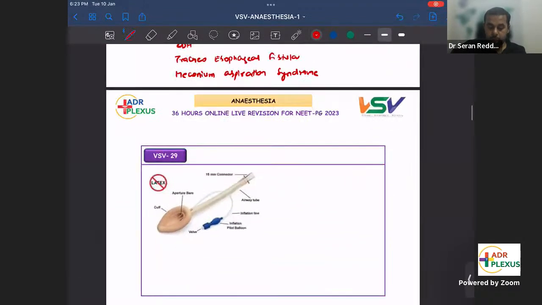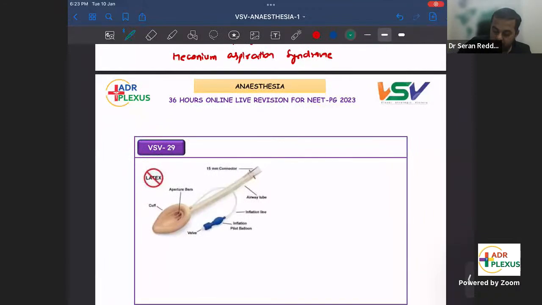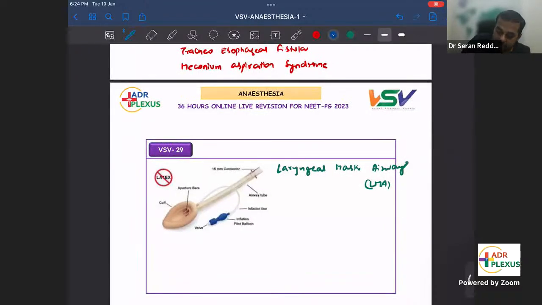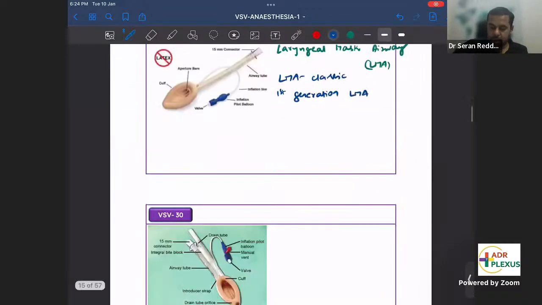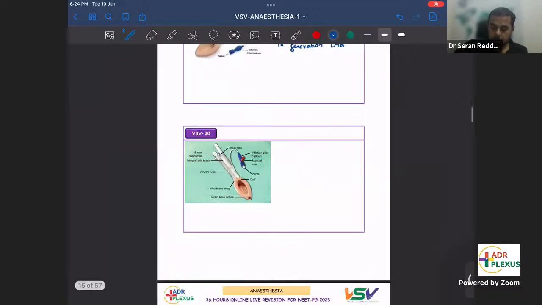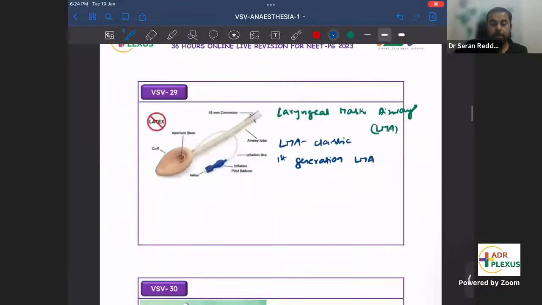Then coming to very important LMA or laryngeal mask airway. This is LMA Classic. This is the first generation LMA.